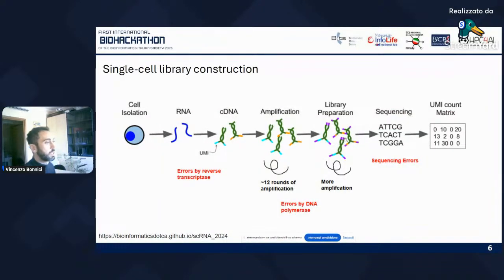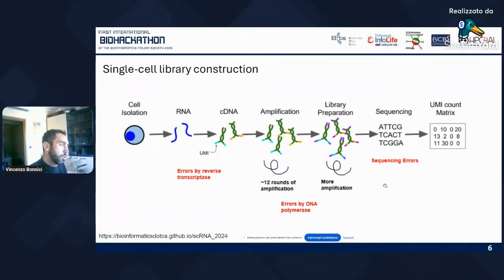So this is what Ramona explained to you in the previous part of the seminar. You start from the isolation, you have the RNA, cDNA, and then you amplify it, you have a library preparation, then you sequence what you obtained, and finally you have this count matrix that here you can also see as not gene by gene, but UMI by UMI matrix, because you are able to identify every single transcript molecule. However, we will count the expression of the genes and not of the UMI.